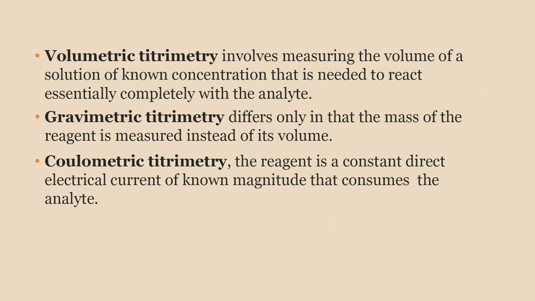Okay, so we have three types of titrimetry. You have volumetric, gravimetric, and coulometric. So volumetric, as the term suggests, involves measuring the volume of a solution of known concentration that is needed to react completely with the analyte. Whereas gravimetric naman, as the term suggests, we use the mass of the reagent. And then you have also coulometric, wherein the reagent is a constant direct electrical current of known magnitude.